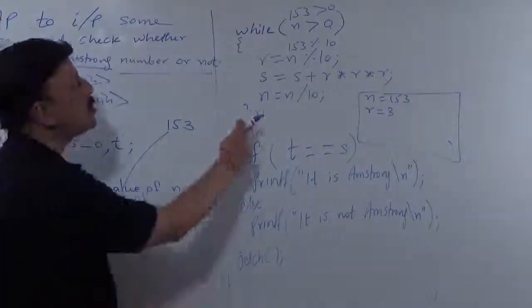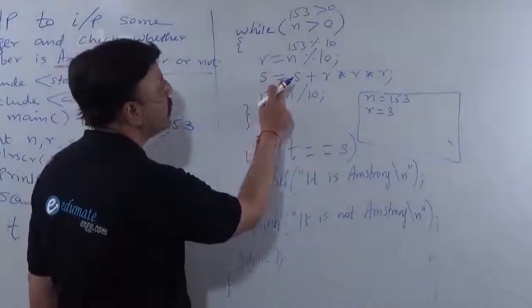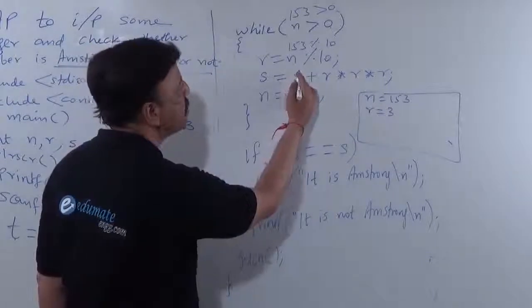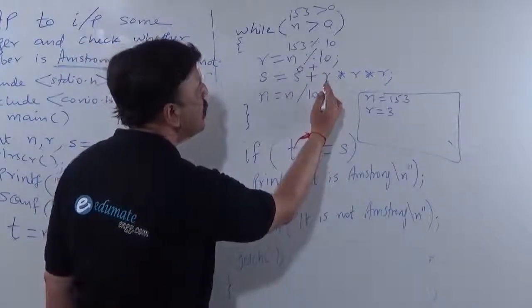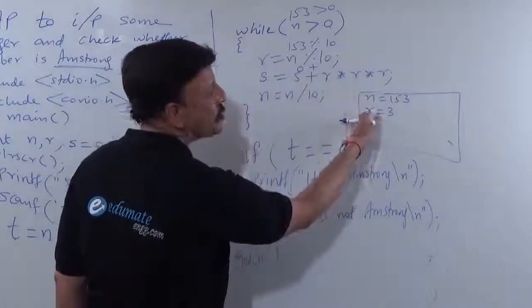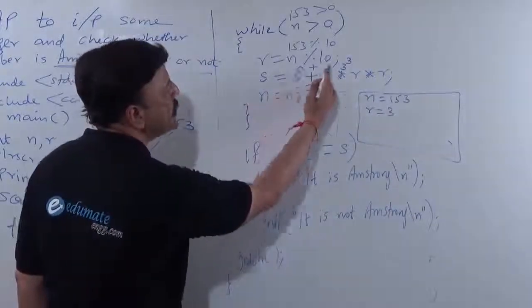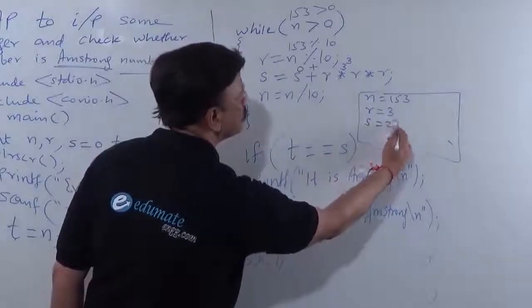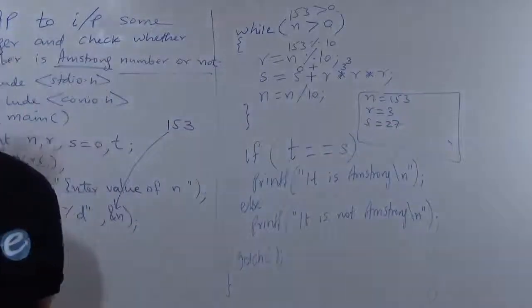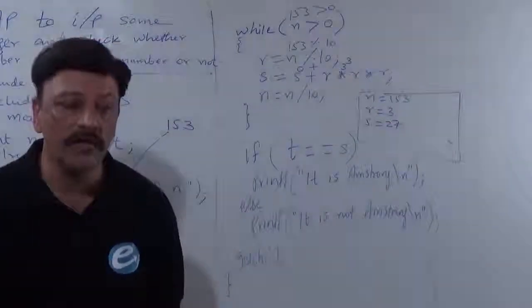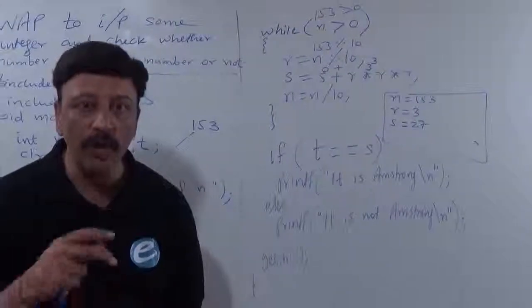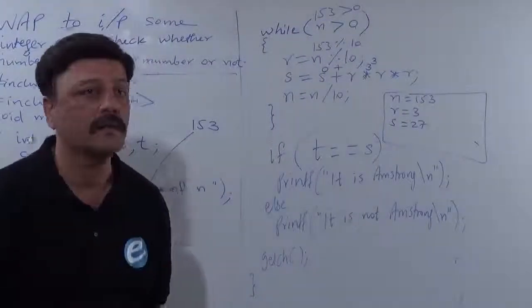And then this line is solved. How is this solved? You see, s becomes previous value of s, that is 0, plus 3 into 3 into 3. R is 3, so that is 3 cube. Hence s becomes 27. So what we have done, number was 153, we have taken the last digit 3, we have cubed it and we have added it in S.